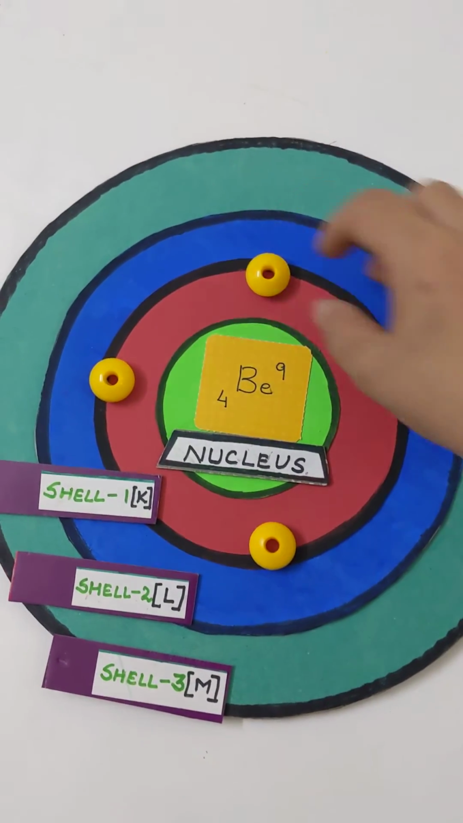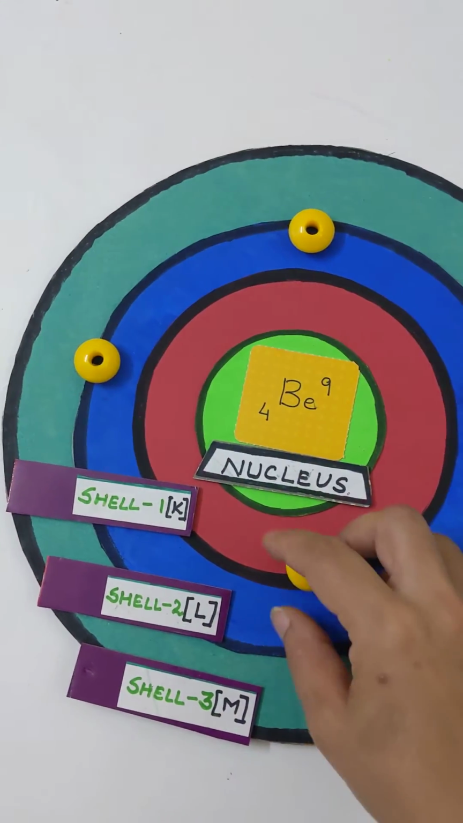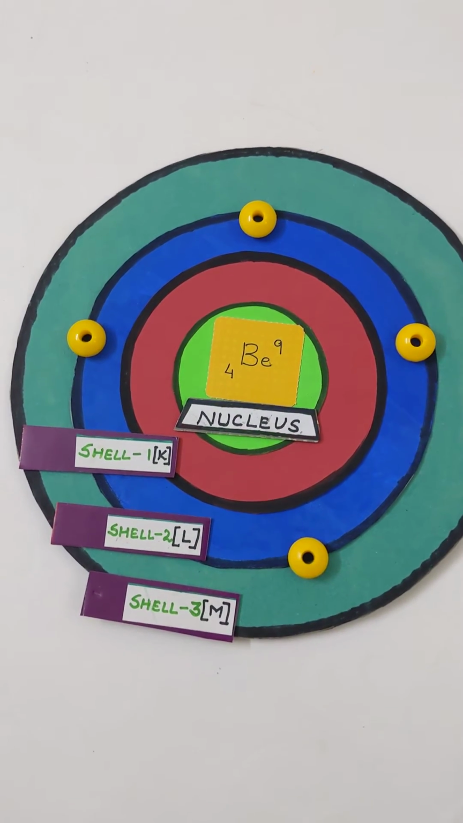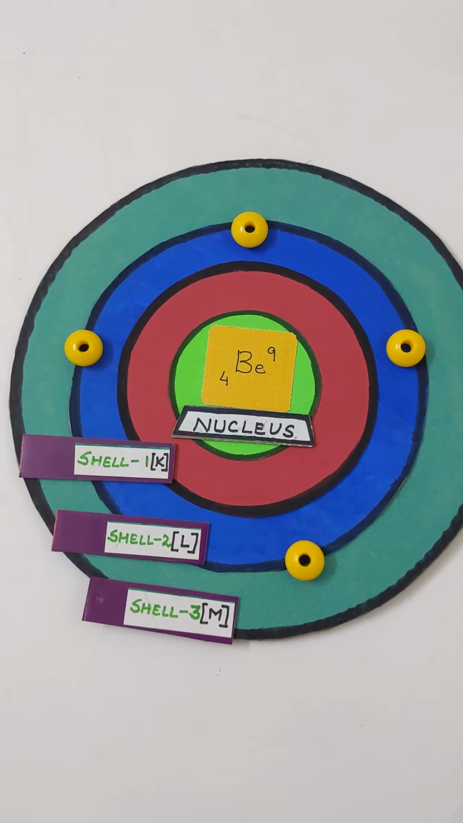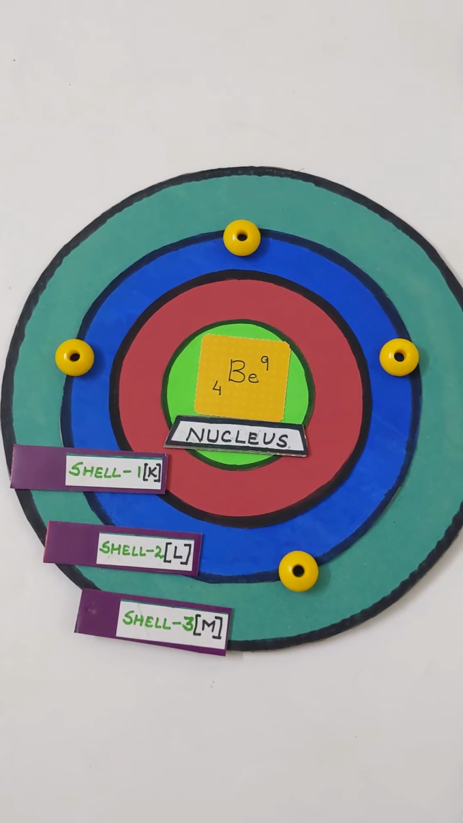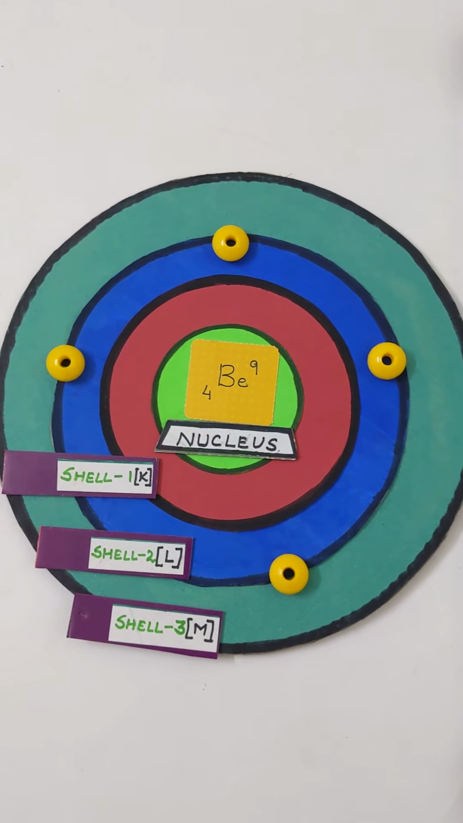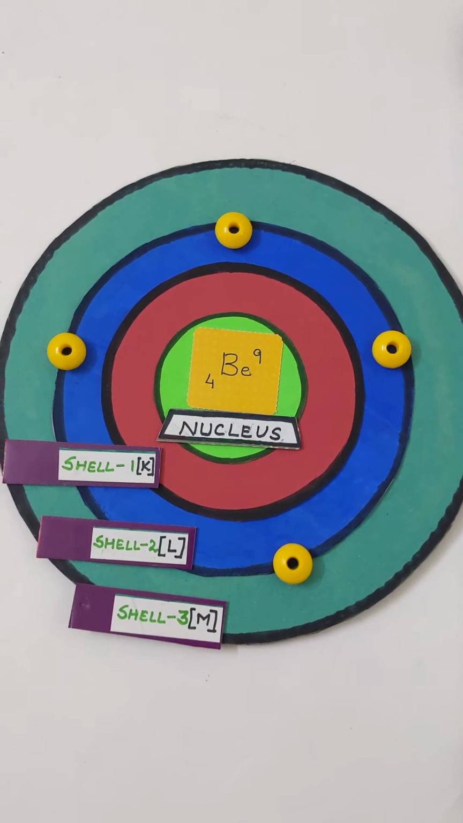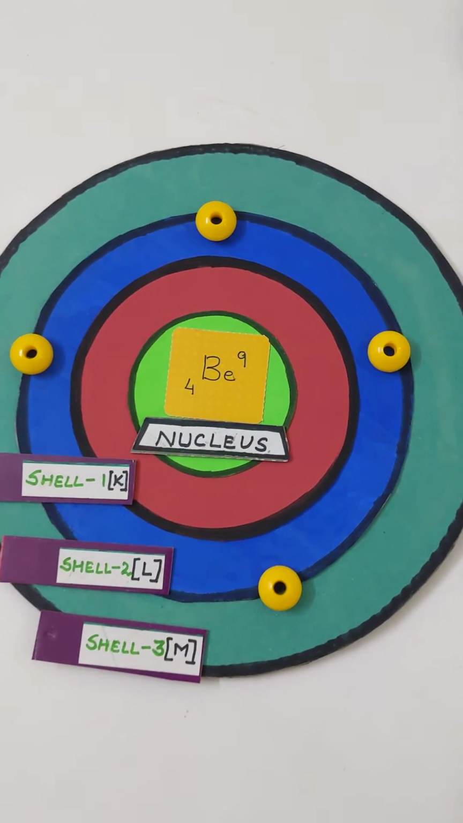Or instead of filling in the K shell, we remove all these electrons from here and we put only 4 electrons in the L shell. That means the first shell is vacant but the second shell is containing 4 electrons. This is also a wrong electronic configuration, because the first shell cannot be vacant because there are 4 electrons in total in beryllium.